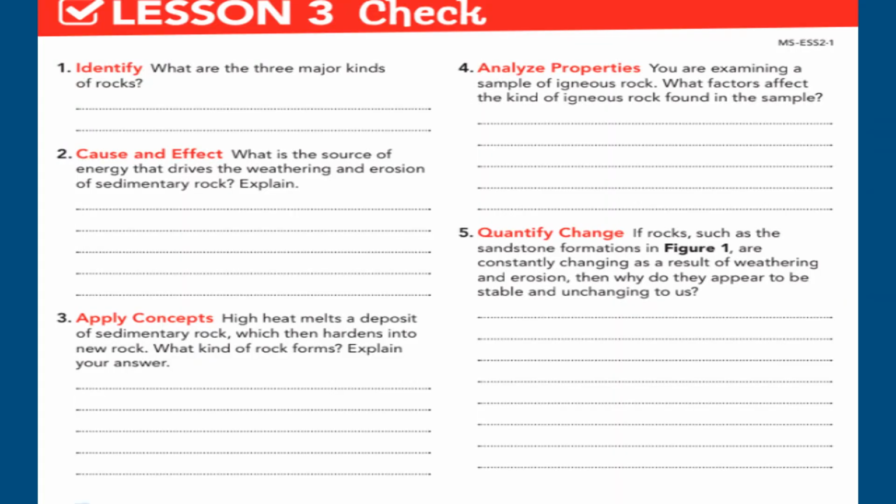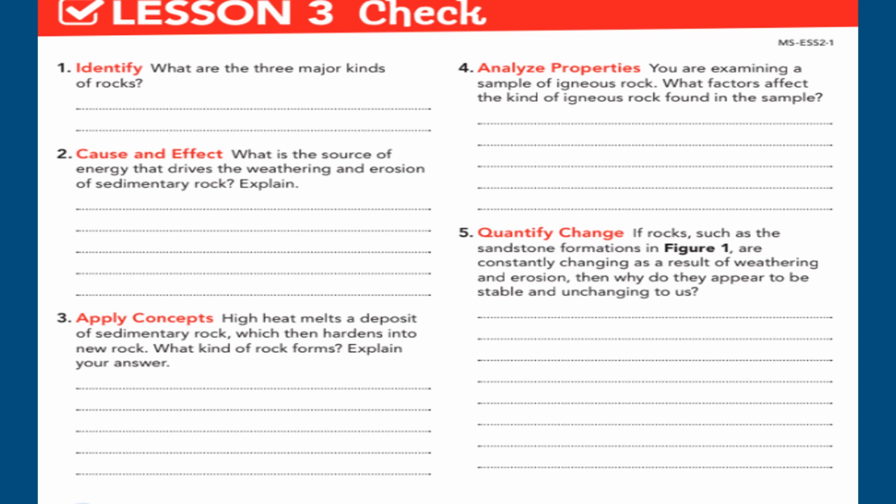So 1, what are the 3 major kinds of rocks? Remember, we have igneous, sedimentary, and metamorphic. 2, what is the source of energy that drives the weathering and erosion of sedimentary rock? And explain. The sun is the source of the energy. Heat from the sun drives the wind and water cycle on Earth. The action of water and wind weathers and erodes the rock.